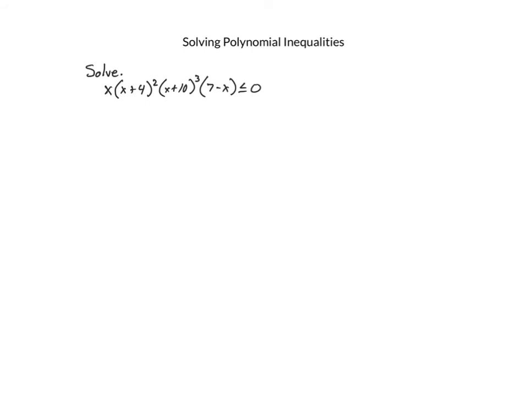Let me give you one last problem to illustrate that point. This will be our problem. x times (x plus 4) squared times (x plus 10) cubed times (7 minus x) is less than or equal to 0. Notice it already has a 0 on one side, and on the other side it's factored.